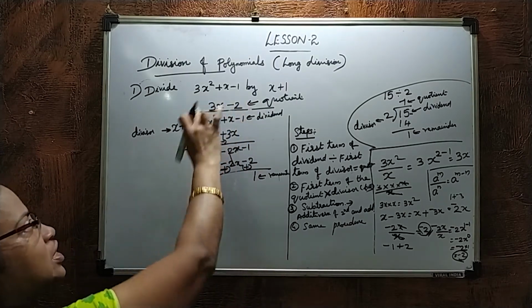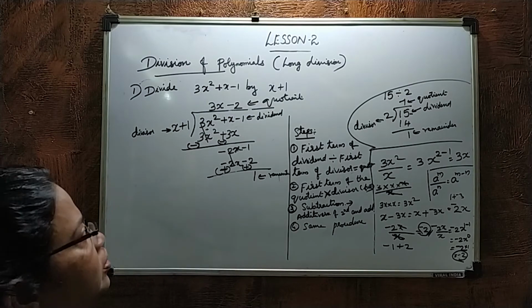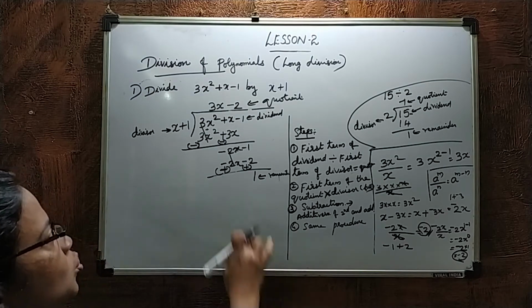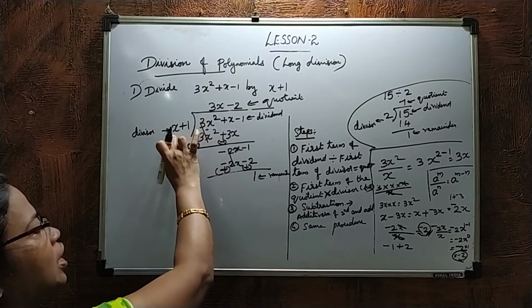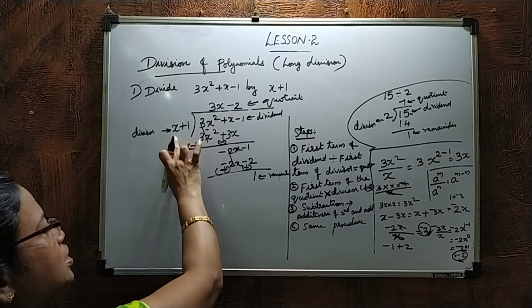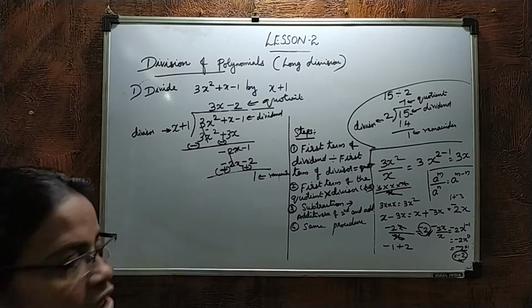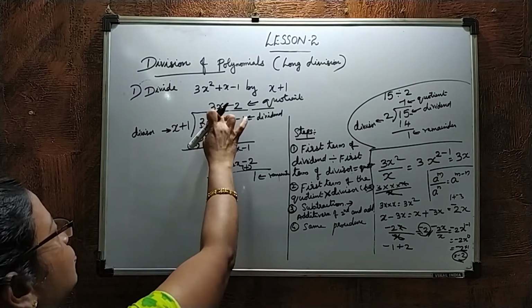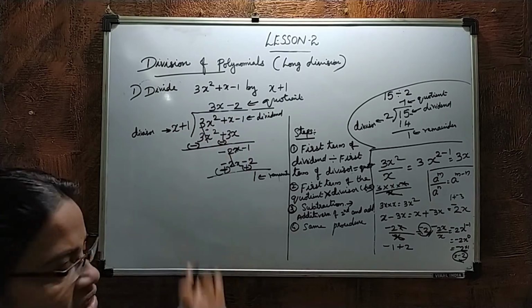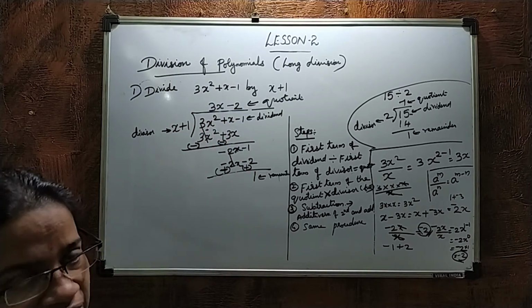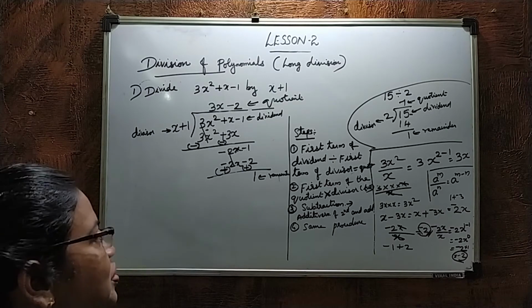So 3x into x, what will I get? 3x square, 3 into 1, 3. x into x, x square, 3x square. Then plus 1 into 3x, 3x. Take the additive inverse and add. Second step, it will be additive inverse and add.